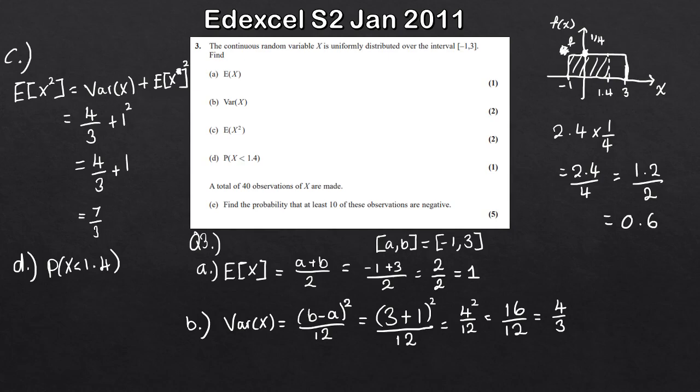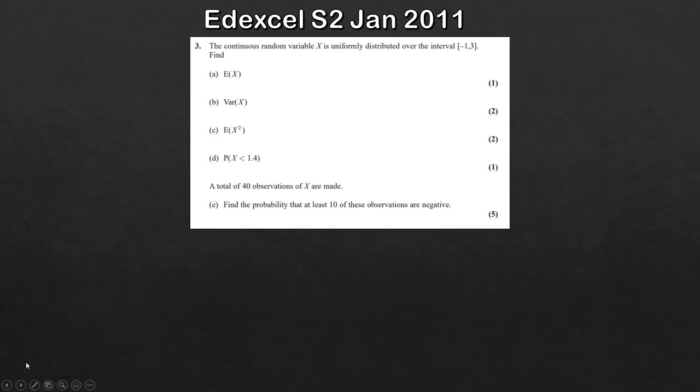So let's just clear all this and have a go at part E then. So I just draw the distribution again, just so we've got it. The reason I'm drawing the distribution again is for part E, we've now got a total of 40 observations. And we want to find the probability that at least 10 of these observations are negative. So let's just consider the scenario of one of these being negative.